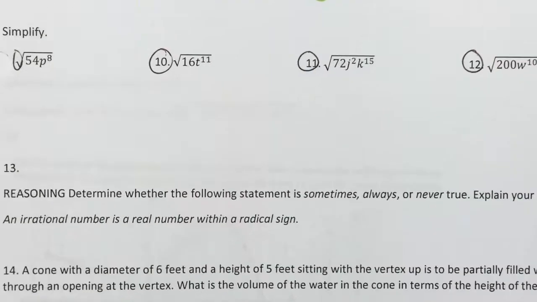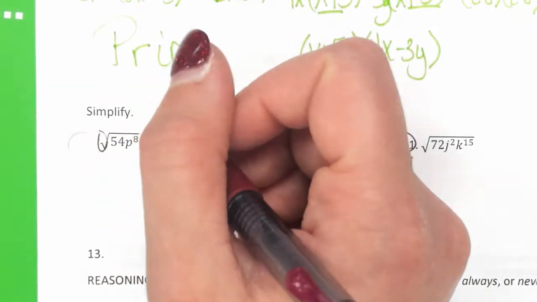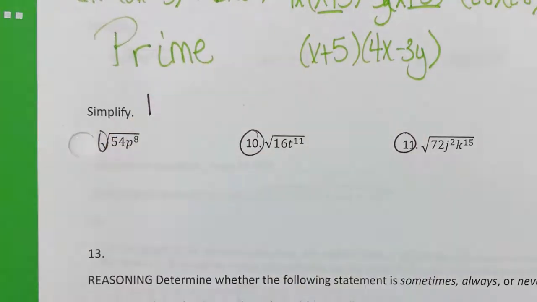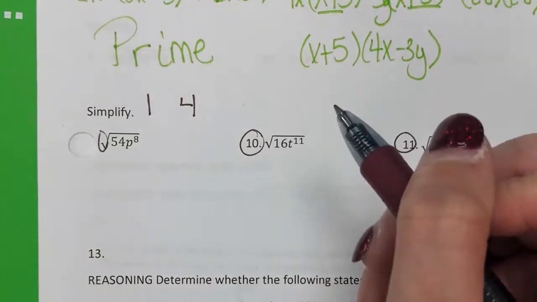All right, let's start with perfect squares. What's the very first perfect square? 1. There you go. Because 1 times 1 is 1. What's the next perfect square? 4. Because 2 times 2 is 4.